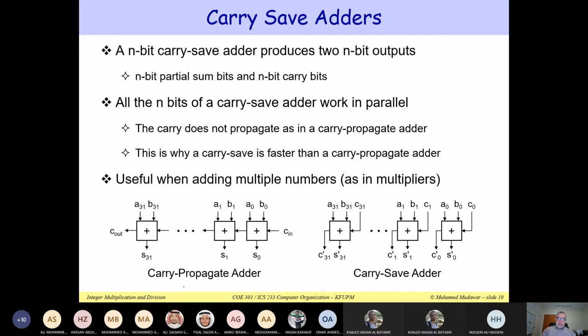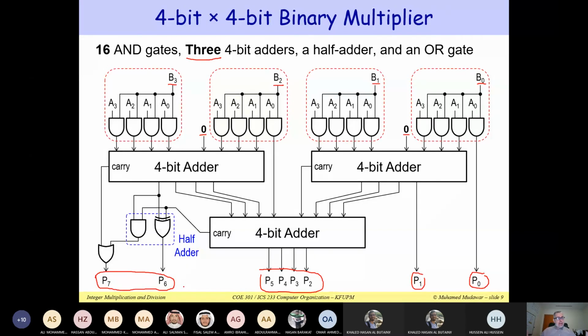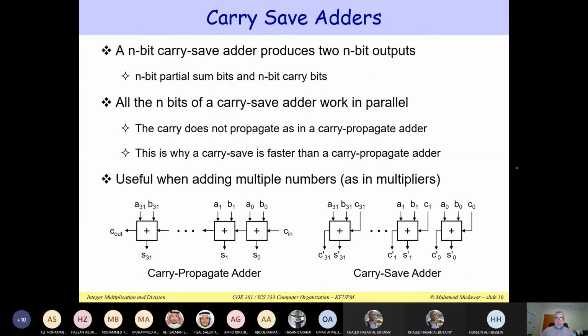Now the problem with this implementation is that as this becomes larger and larger, as a multiplier, you need more adders. Now these adders become large. There are propagation delays. If you are using a ripple carry adder, there will be propagation delays, and this is going to increase the delay in the circuit to produce the final product. So the idea is to use carry save adders.